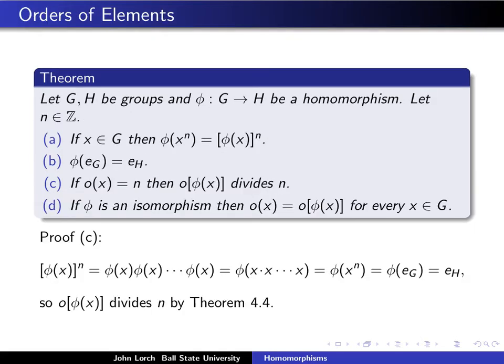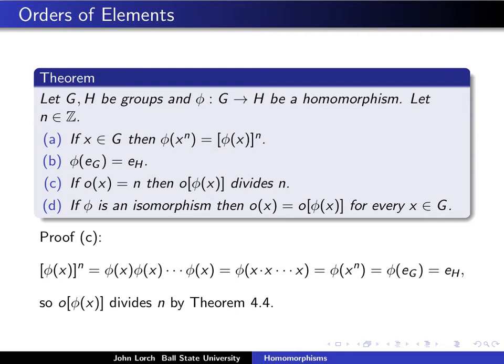The next set of theorems have to do with powers of elements and orders of elements. So we let G and H again be groups, and we have a group homomorphism, phi, from G to H. And we'll let n be an integer. So there are four parts to this theorem. The first is that if you want to compute phi of x to the n, then that's the same as computing phi of x and raising it to the nth power over in the group H. Second, if you apply phi to the identity in G, the only possible output is the identity in H.